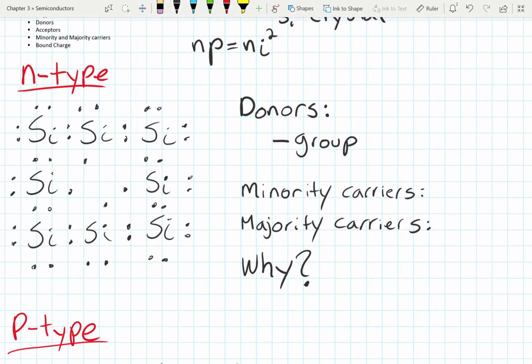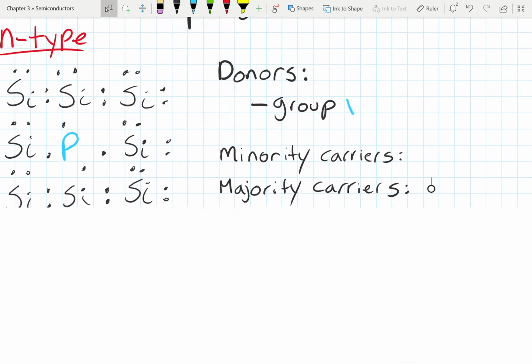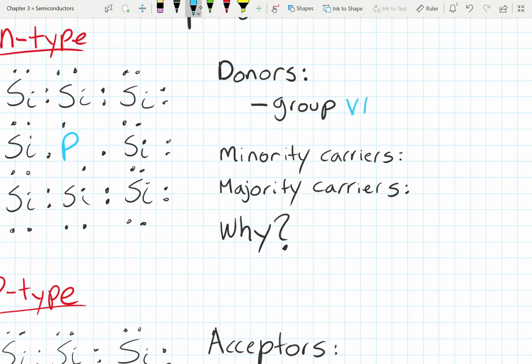So let's say we get rid of the silicon atom and its corresponding electrons, and instead we add one of those impurity atoms that we talked about. For the N-type, we're going to add phosphorus, an element from group 5. Right here, group 5.